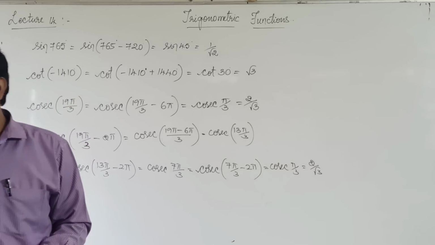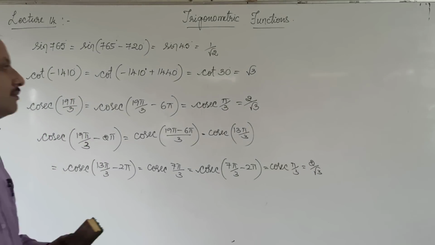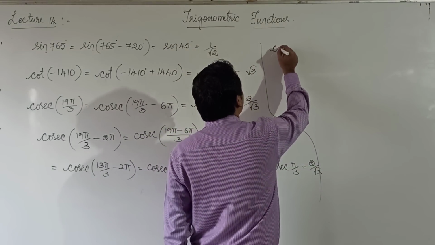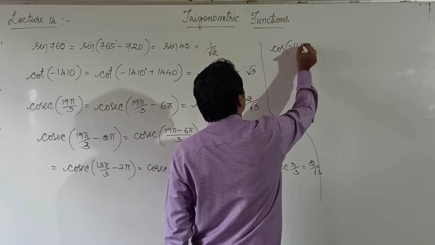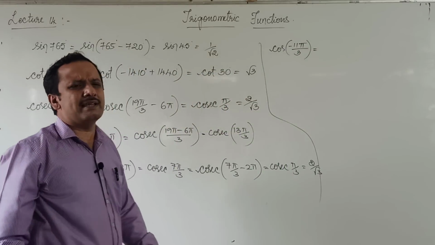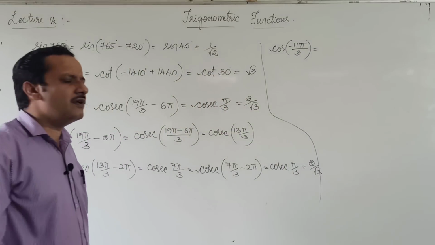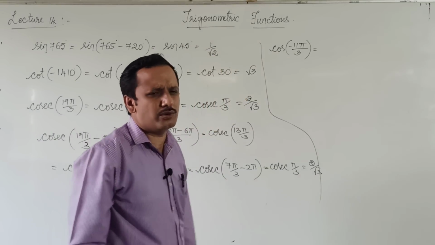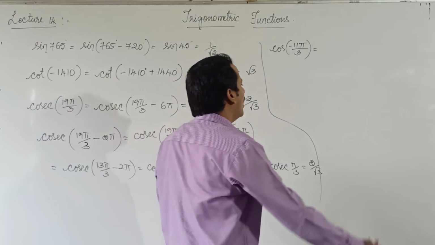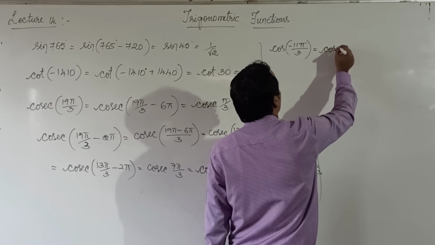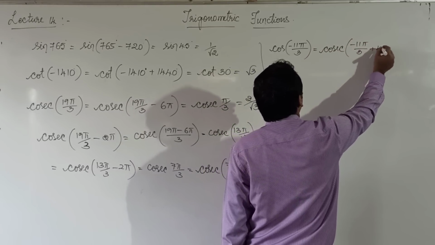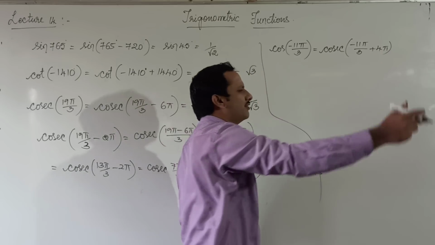Okay. Next question. Cos of minus 11 pi by 3. Now minus 11 pi by 3 is negative here. So for this we will add 2 pi or add any multiple of 2 pi. Okay. So what to do? I will add 4 pi. 4 pi is a multiple of 2 pi, right?